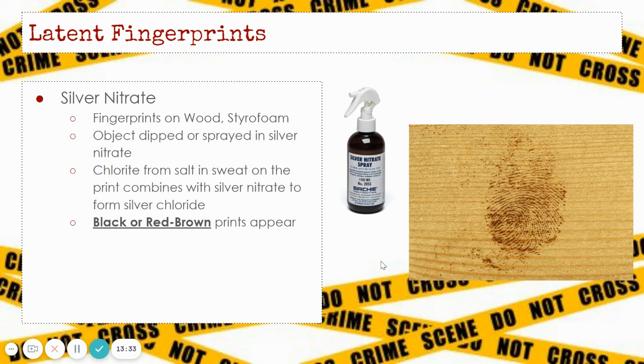Could also have silver nitrate. This is for fingerprints that are left on things like wood or styrofoam. So wood doesn't have a super smooth surface, so it's difficult to lift prints with dusting. So we may use silver nitrate in that case. We're either going to dip or spray it in the silver nitrate solution, and then the chloride from the salt in your sweat combines with the silver nitrate to form silver chloride that has this black or red-brown color. So you can see this is a print left on wood with the silver nitrate turns this kind of brownish color.